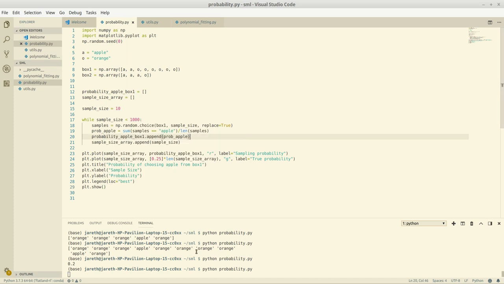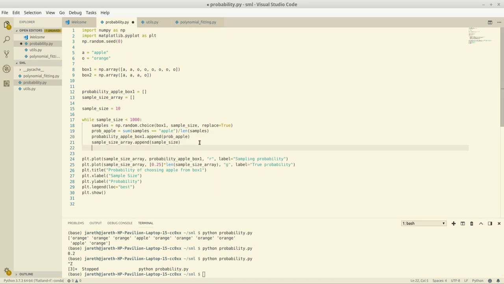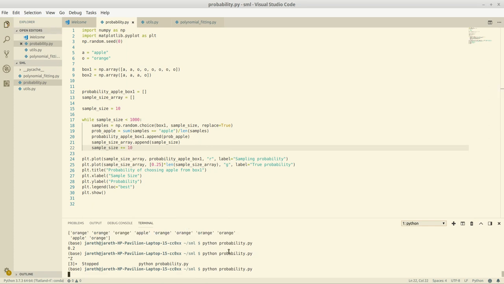Oh, sorry, I made a mistake here. We should increment sample size. Right, let's increment it by 10 so that this actually breaks. Otherwise, it's always going to be 10.